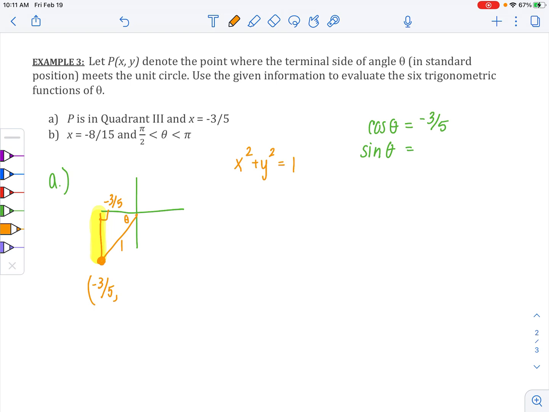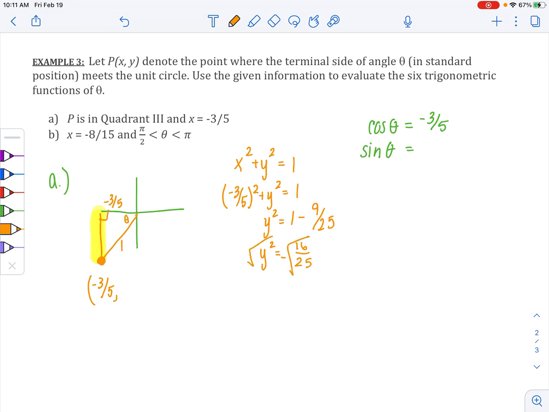x squared plus y squared equals 1. The x squared I know. Searching for the y squared, subtract it over and square at the same time. So negative 3 squared is positive 9. 5 squared is 25. Getting your common denominator, 25 over 25, will leave you with 16 over 25.